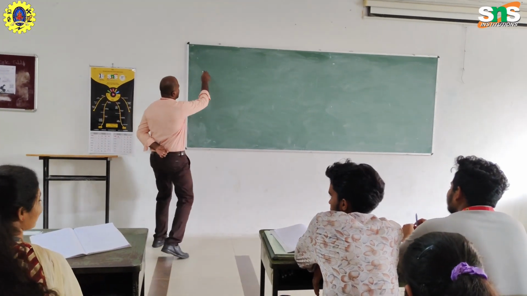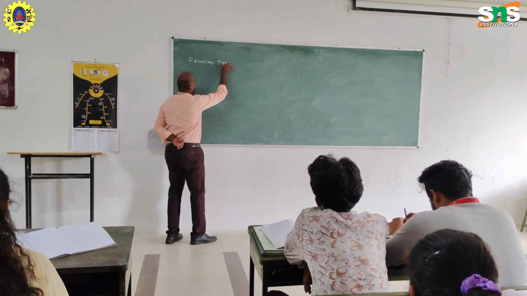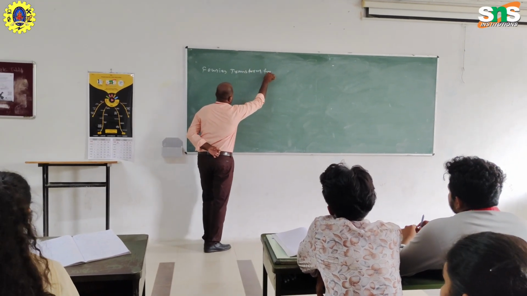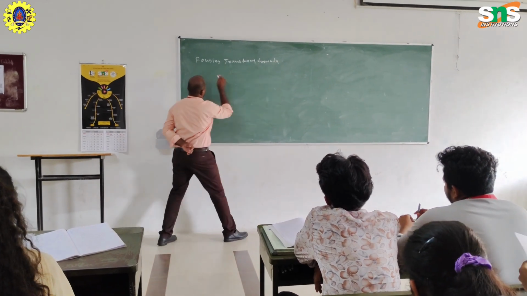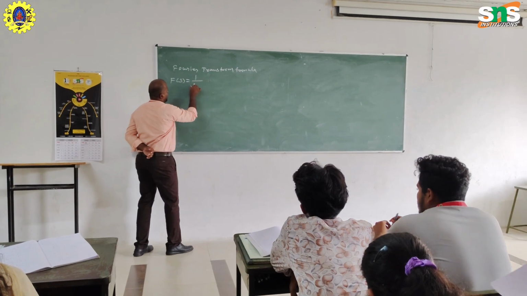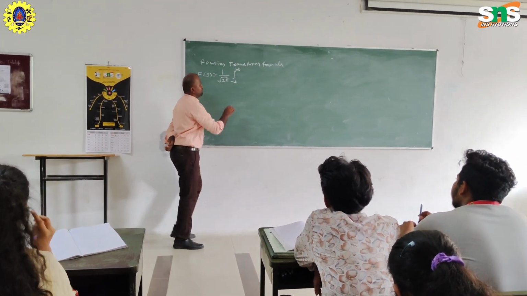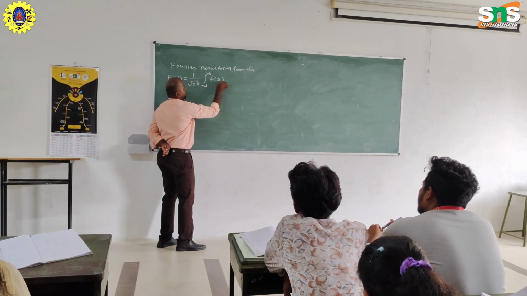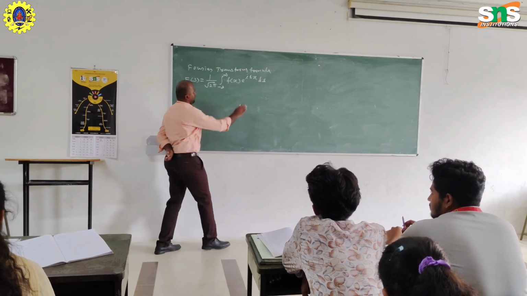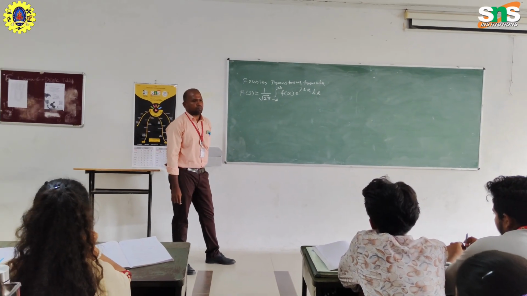First formula is Fourier Transform formula. F of s equal to 1 by root 2 pi integral minus infinity to plus infinity f of x e power isx dx. This one is the Fourier Transform formula.